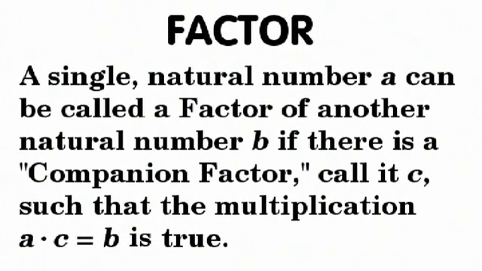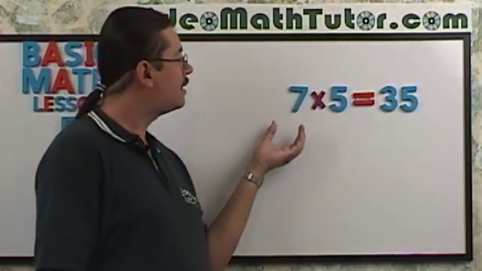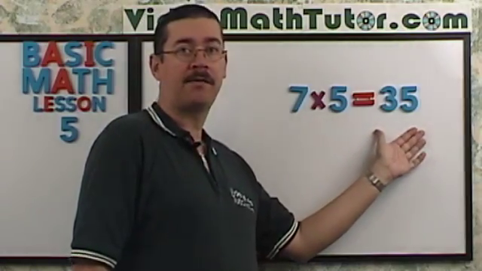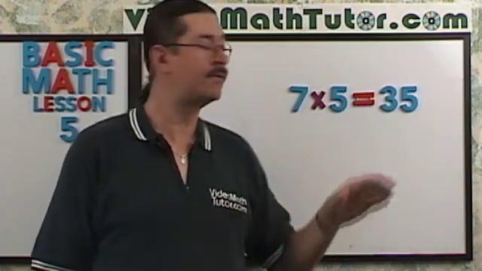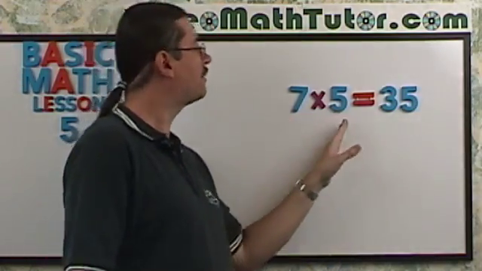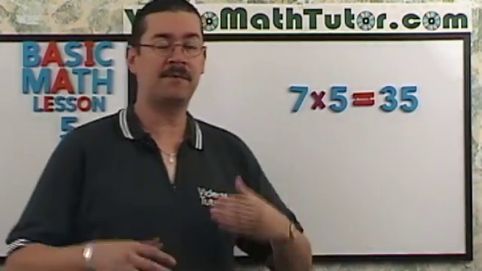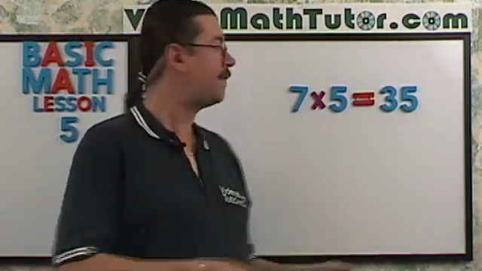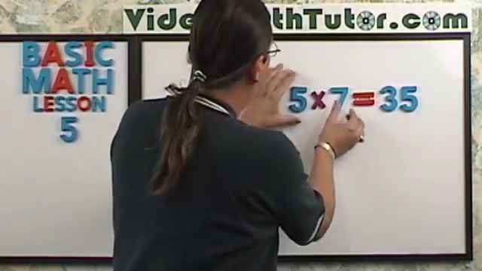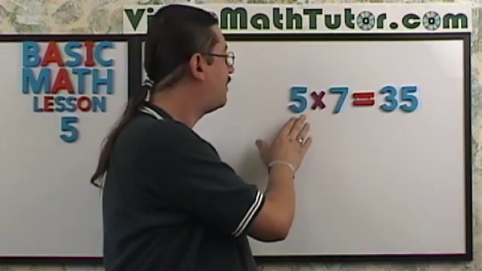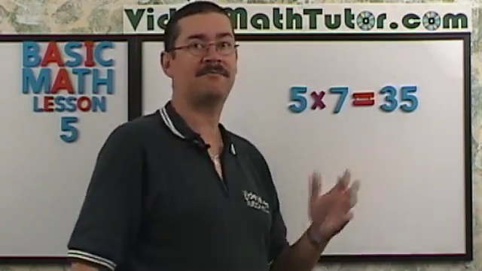A single natural number A can be called a factor of another natural number B if there's a companion factor, call it C, such that the multiplication A times C equals B is true. In this previous example, we can state that 7 is a factor of 35. Why? Because there is a companion factor, 5, such that 7 times 5 equals 35. By the same token, you can say 5 is a factor of 35 because I can switch these around: 5 times 7 is 35, so 5 is the factor and 7 is the companion factor in this case.